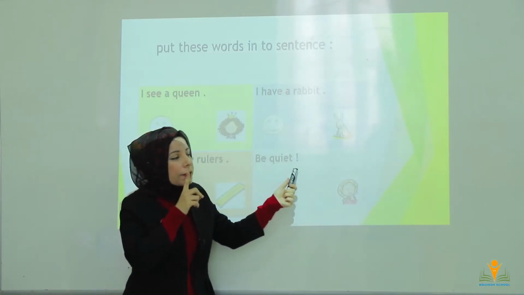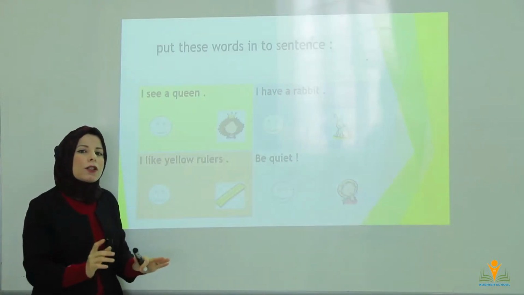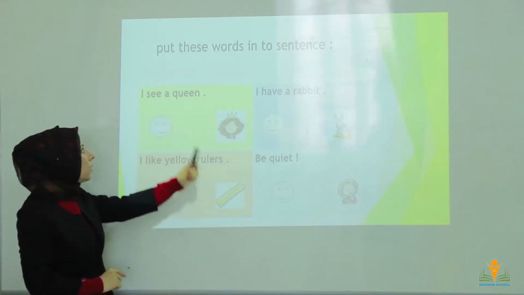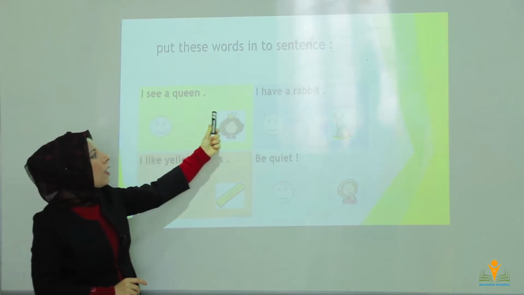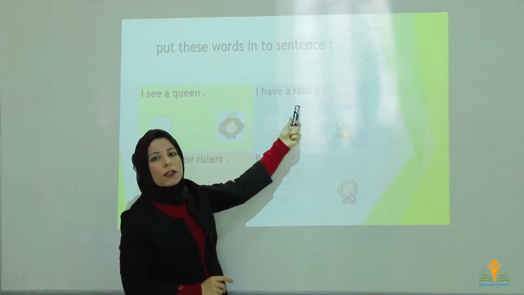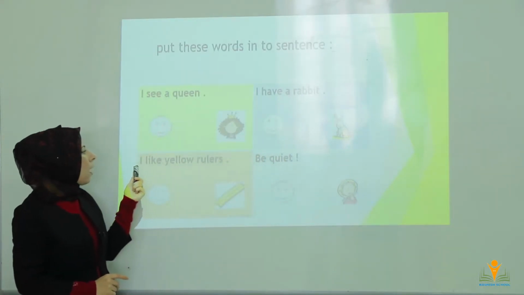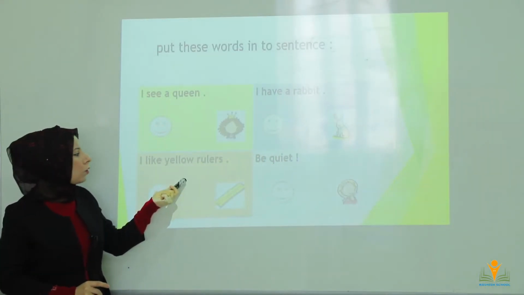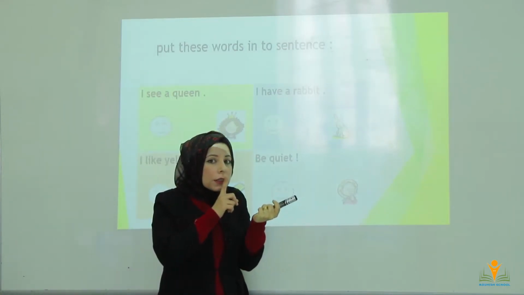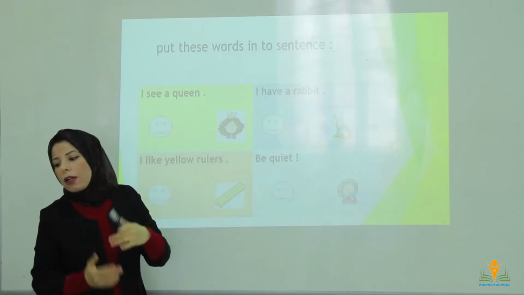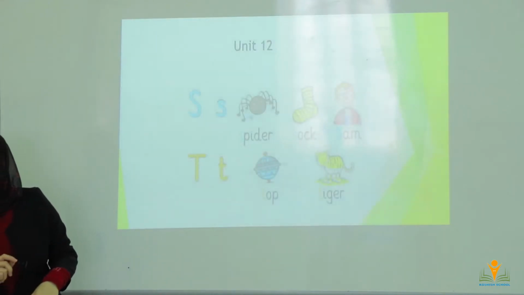Be quiet. Now, I'm going to read it one more time, guys. When you watch it, you have to repeat it after me. I see a queen. I have a rabbit. I like yellow rulers. Be quiet. Okay, now let's go to the next.